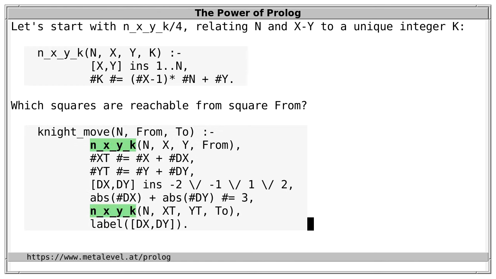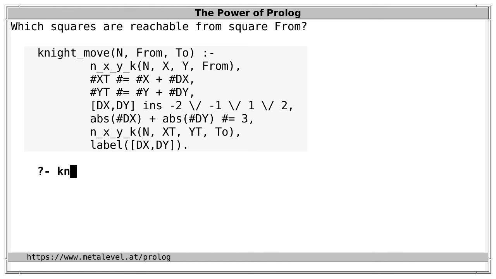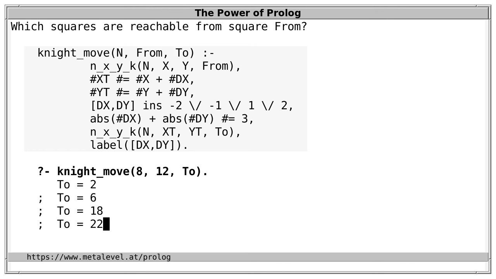And note how we benefit from the generality of n, x, y, k. We use the same predicate to, procedurally speaking, compute the coordinates from a given integer and also the converse, to compute the integer from the coordinates. And to capture this generality, we say that the predicate describes or defines the relation between the coordinates of a square and the corresponding integer. This wording captures both usage modes and also more. Now let's ask, on a standard chessboard 8x8, are there any squares to which are reachable by a knight move from square 12? Yes, square 2 is reachable. Also 6, 18, 22 and so on, okay?